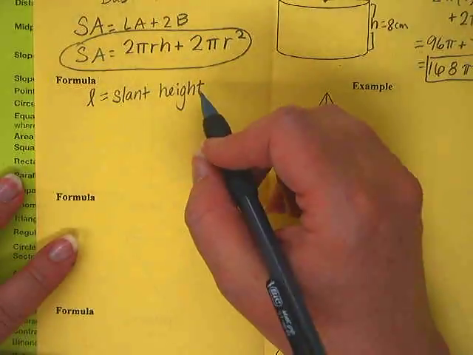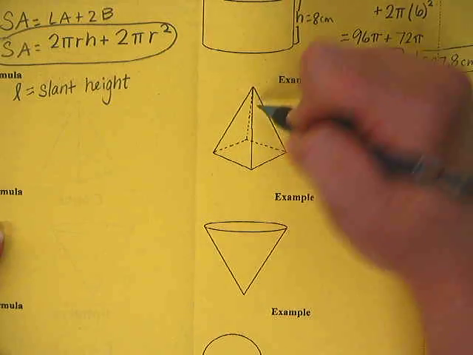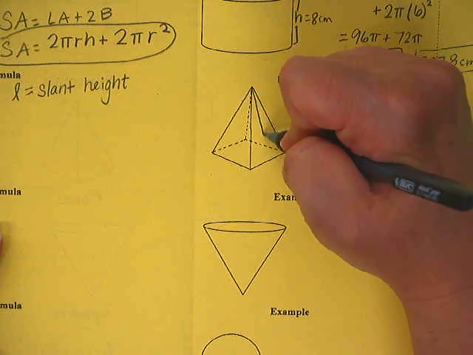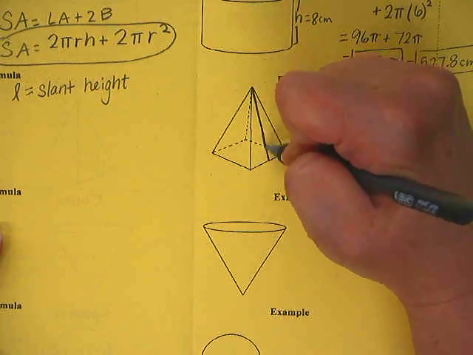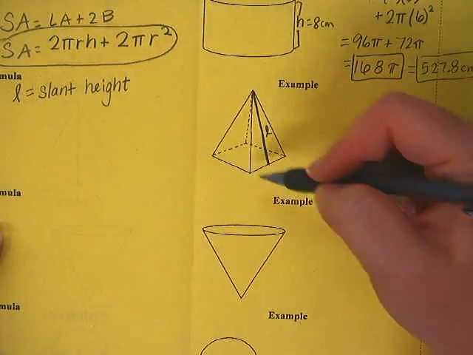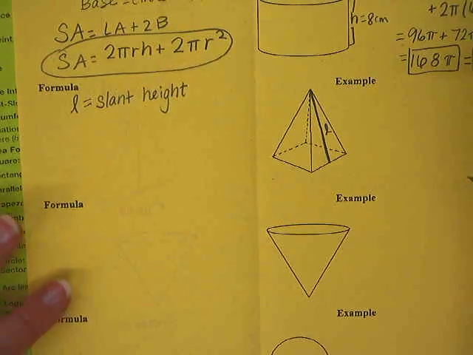Okay, so the formula sheet uses an L. That's what we're going to do. So L stands for slant height. Slant height is where you take one of the triangles and you do the height of the triangle, and it's slanted. So it's called a slant height.